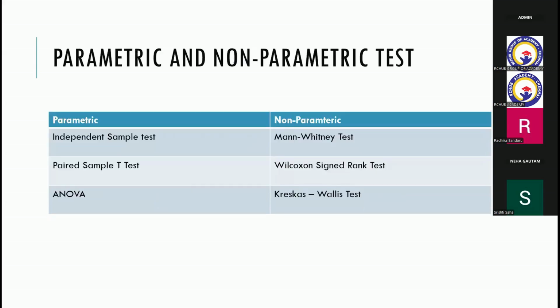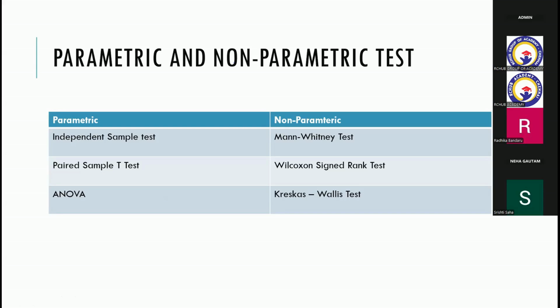Similarly, if your sample size is very low, if your data distribution is not normally distributed, at that point of time, instead of independent sample t-test, you will be using Mann-Whitney test. Instead of paired sample t-test, you will be using Wilcoxon signed rank test. Instead of ANOVA, you will be using Kruskal-Wallis test. So these are the different tests.